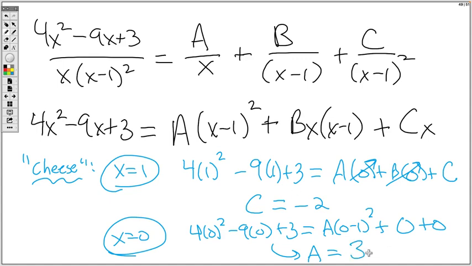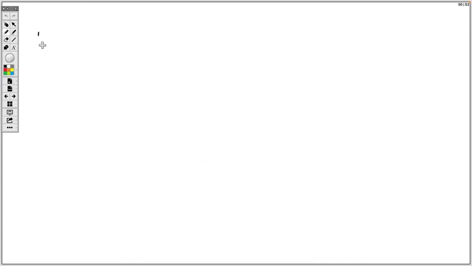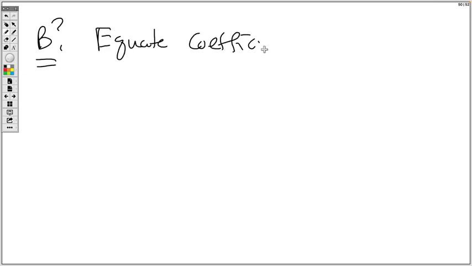You follow or not, folks? So if we cheese it, we just pick values that'll zero stuff out. That's going to help us. You follow? Now we're stuck. We still got to find what b is. So how do we do that? Well, to do this, we're going to equate coefficients, which is how we could actually do this all the time.